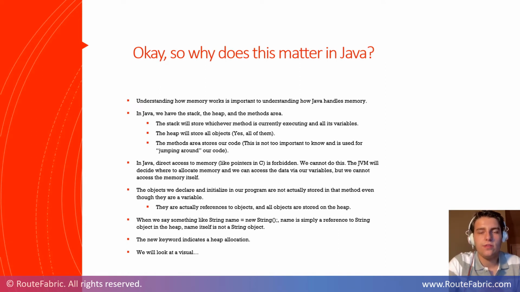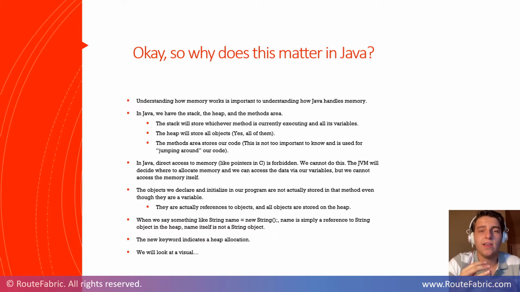Okay, so you might be thinking this is a lot of confusing information, and really, why does this even matter in Java? Well, understanding how memory works is important to understanding how Java specifically handles memory. So in Java, we have the stack, the heap, and we also have the methods area. There are a couple of other data segments as well in Java, but they're not relevant and they're not used often, so we won't talk about those. The stack in Java will store whichever method is currently executing and all its variables.